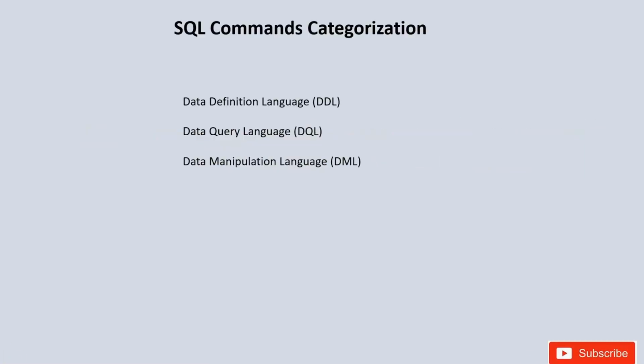Let's talk a little bit about SQL commands categorization and the different commands that fall under these categories. SQL commands are grouped into three main categories. We have data definition language, DDL, data query language, DQL, and data manipulation language, DML. These are not all of the different categories that we have, but most of your SQL commands will fall under these three main categories.